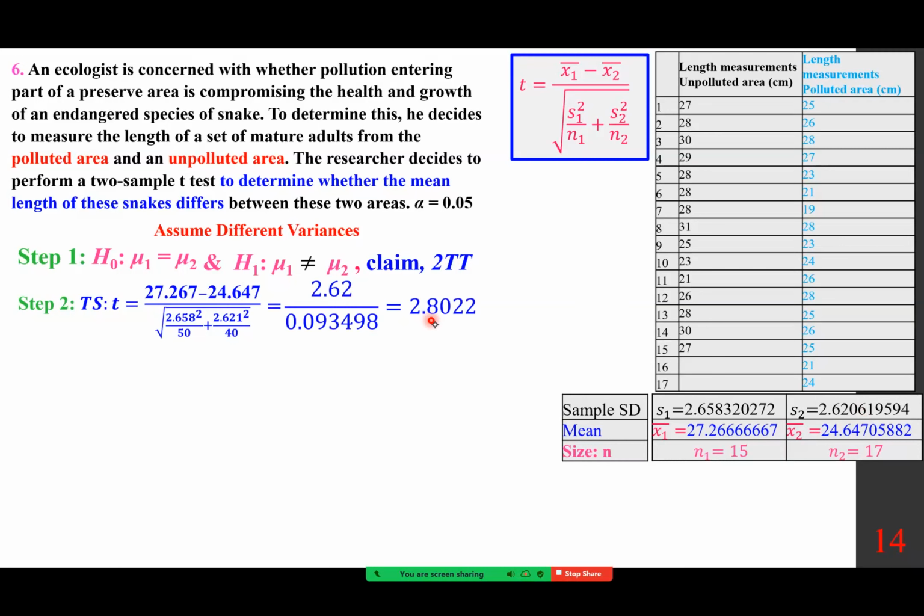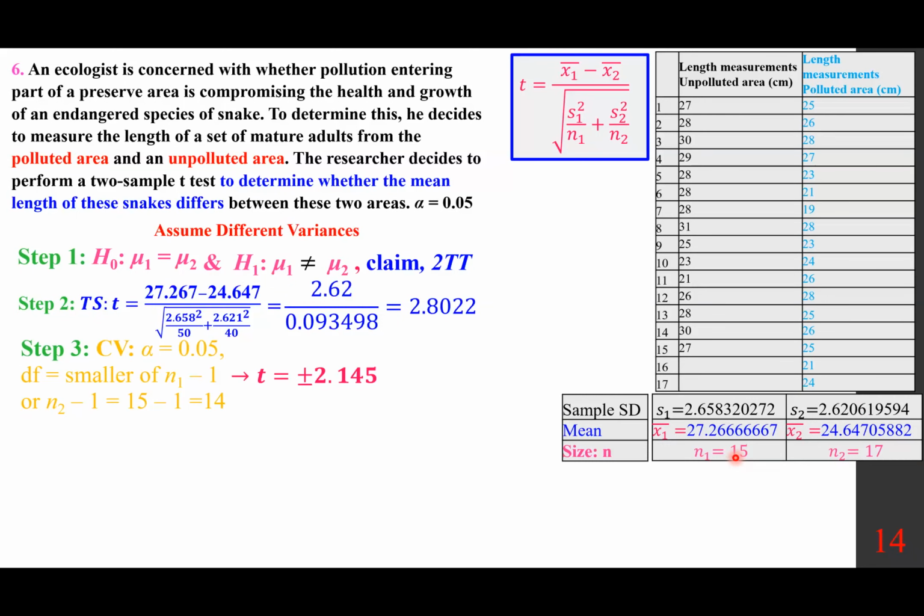The critical value comes from the choice of alpha, which is 0.05. And we use degrees of freedom as the smaller of the two: 15 minus 1, 17 minus 1, which gives you 14. Again, this is for the limitation of a table, class. And this results in plus or minus 2.145.